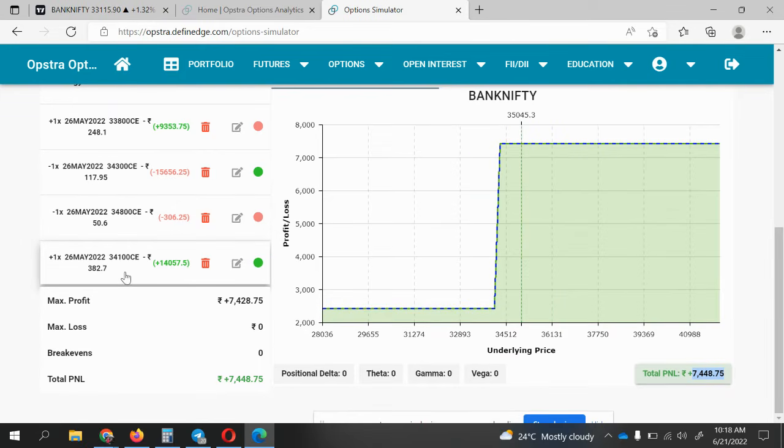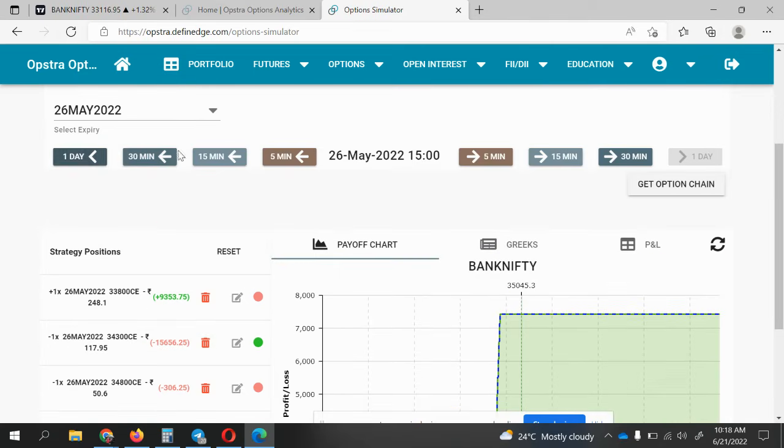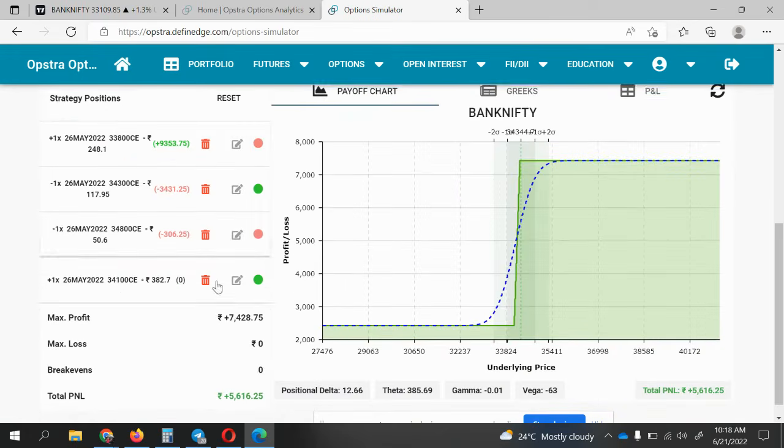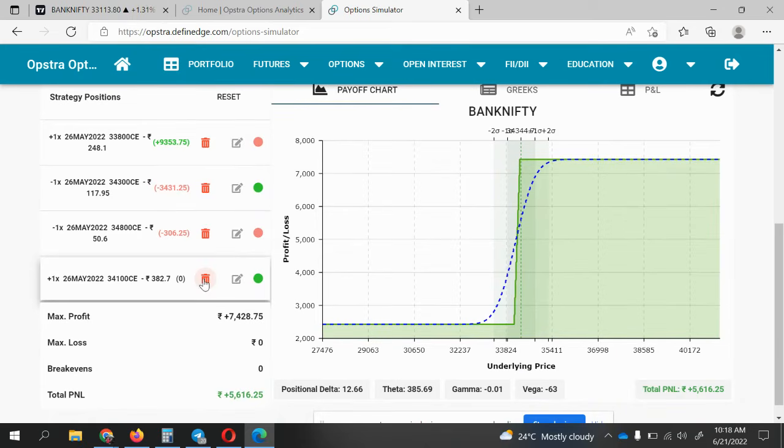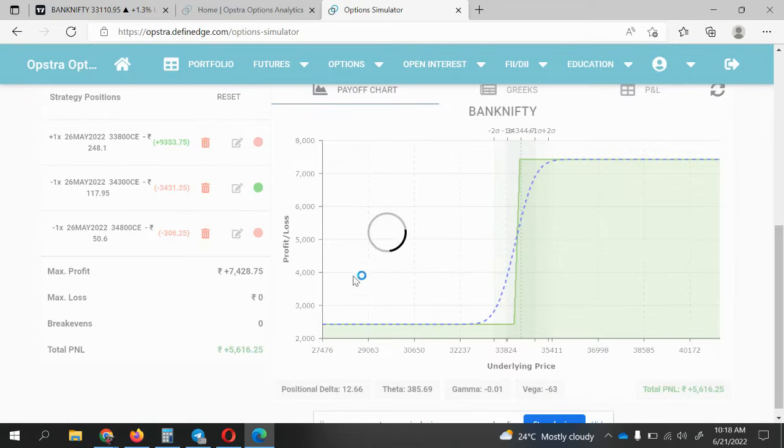And let's say, rather than getting this 34,100, I'll again go back to one day. I bought this 34,100. I'll just delete this and I'll get 34,000 only, because we squared off 33,800. I'll try to get 34,000 rather than getting 34,100.